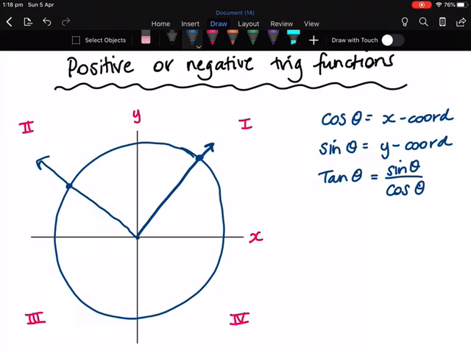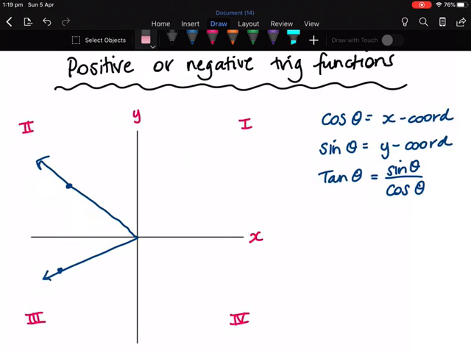So that means cosine of theta will also be negative. Down here, the x value again is negative, which means I'm going to get a negative cosine of theta down in the third quadrant. And in the fourth quadrant here, the x-coordinate is positive, which means I'll get a positive value for the cosine of theta.